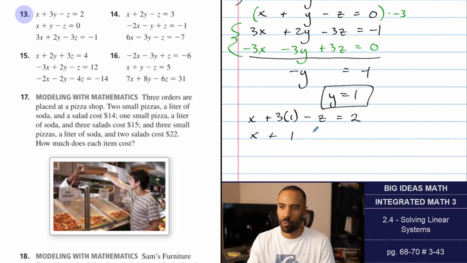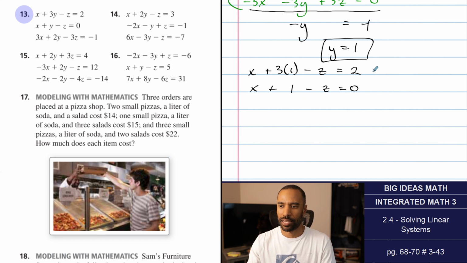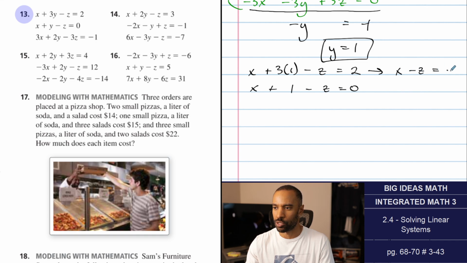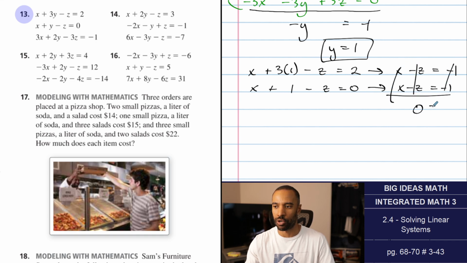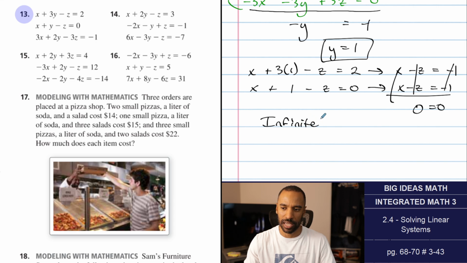x plus 1 minus z equals 0. Now, what you're going to get here, let's just rewrite them. 3 times 1 is 3. Subtract 3 over, you get x minus z equals -1. And here you subtract 1, you get x minus z equals -1. So there's not much you can do there. But that's the whole goal, right? Listen, everything here will cancel. You get 0 equals 0, right? So there's infinitely many solutions. That's the idea. Everything will cancel there.